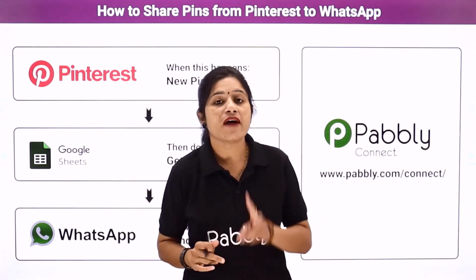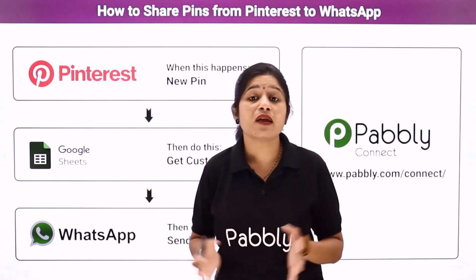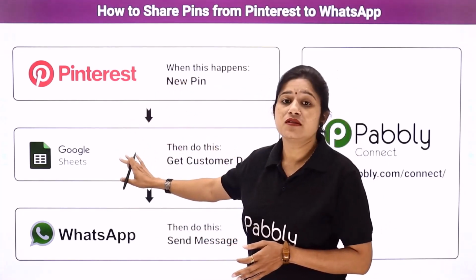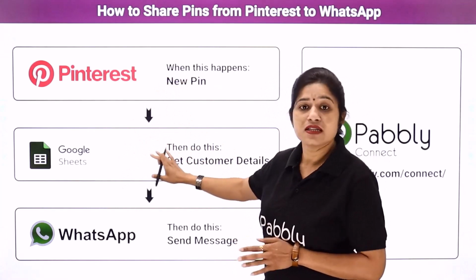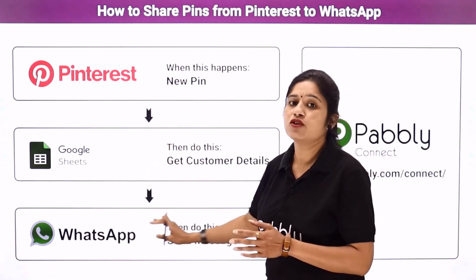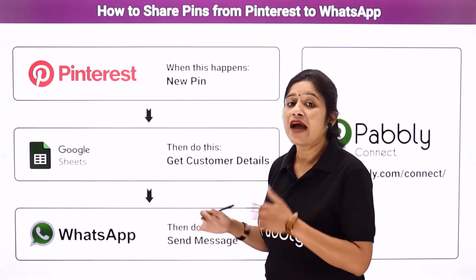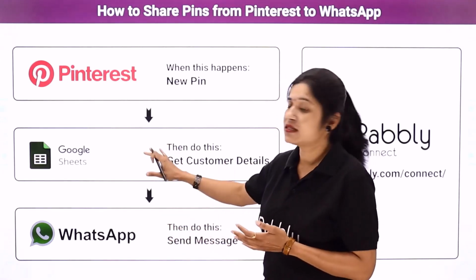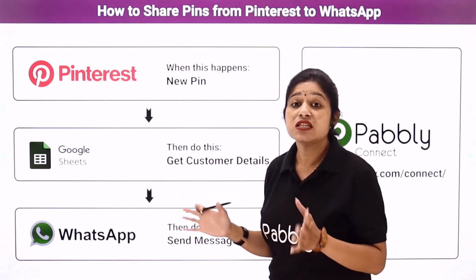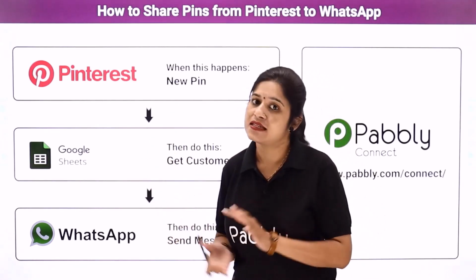For doing this, you have two options. First, do it manually. Take the detail of the pin. Take the details of your customers from your Google Sheet, compose a message in your WhatsApp and send it to the customer. But this you will have to do it several times for all the customers. You have to forward the same pin to all the customers manually. So this will be a time consuming and a tiresome process.